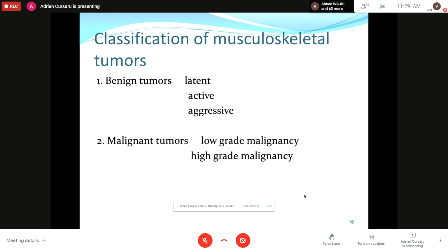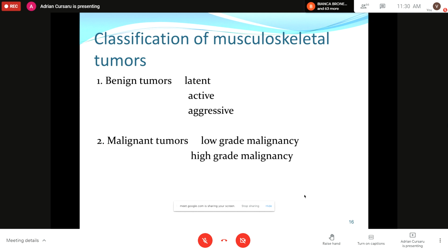The big classification of musculoskeletal tumors includes benign tumors and malignant tumors. The benign tumors could be latent, active, and aggressive. Notice that it is very important to know that active and aggressive benign tumors are represented by borderline tumors, because in time that benign tumor could transform into a malignant tumor, and it is very important to establish rapidly the correct diagnosis and to make a correct treatment.